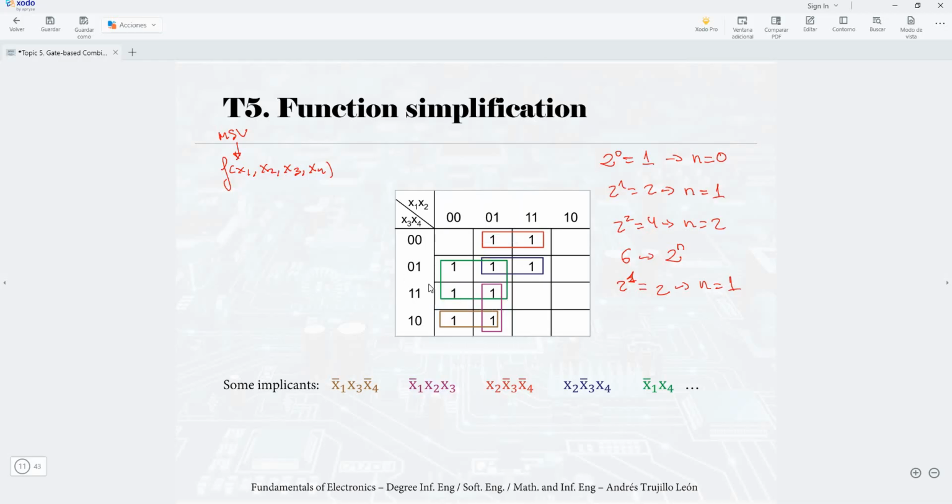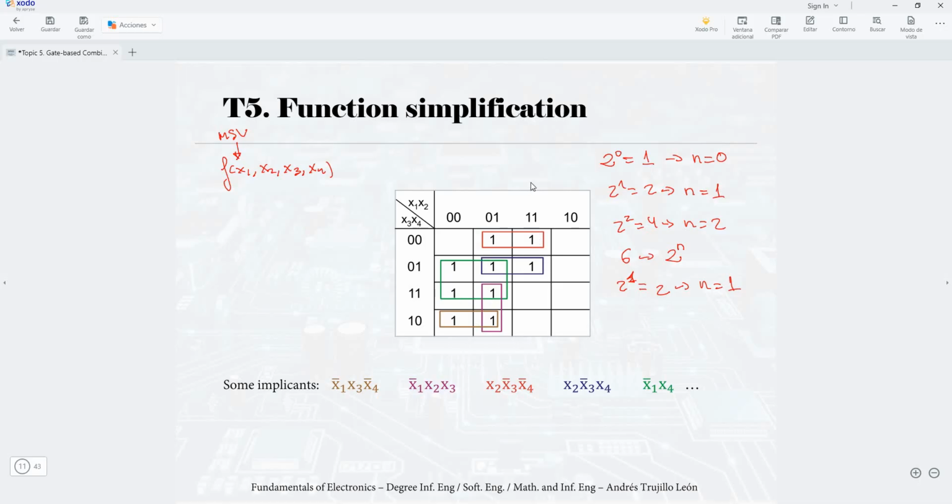Just one comment. In this Karnaugh map, you are seeing that these cells are empty. In fact, they are not empty. The value for this cell is 0. But when we work with ones, we only draw the ones just to have things clearer in the Karnaugh map. If we draw also the 0, we are going to have a lot of information, and it's going to be difficult to work with the map.